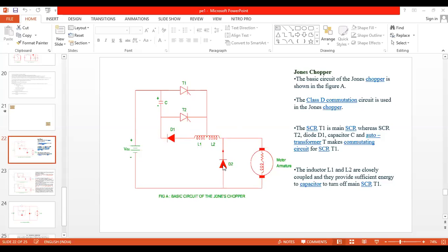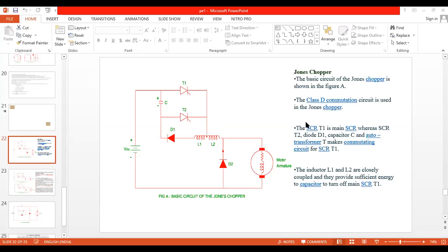So what is the speciality of this Jones chopper circuit? In this circuit we are representing the commutating elements. What are commutating elements? Capacitor, center tapped transformer, secondary SCR (auxiliary SCR), and the diode. Now you can see the basic circuit of Jones chopper. This is a very important circuit for competitive examinations also.